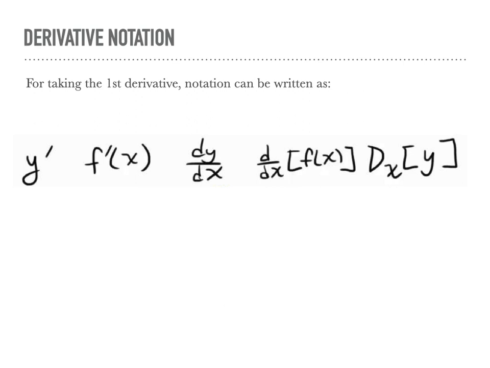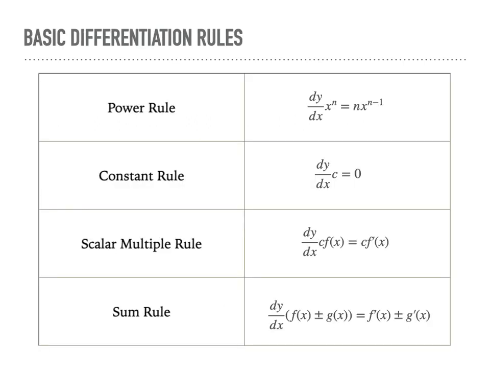So if we're taking the first derivative, the notation can be written as y prime, f prime of x, dy over dx, taking the derivative with respect to x of f of x, or taking the derivative of x with respect to y. The most common ones that you'll see are the first three, but it's good to know all of them. So here are some common differentiation rules.